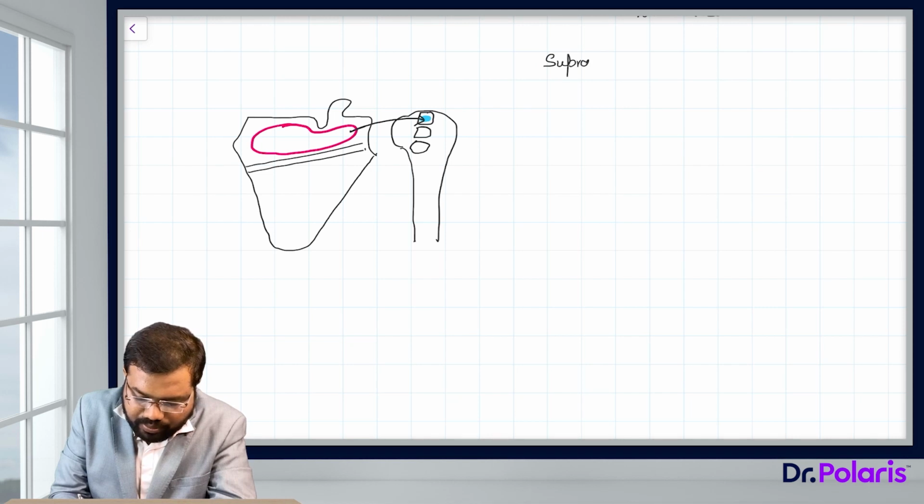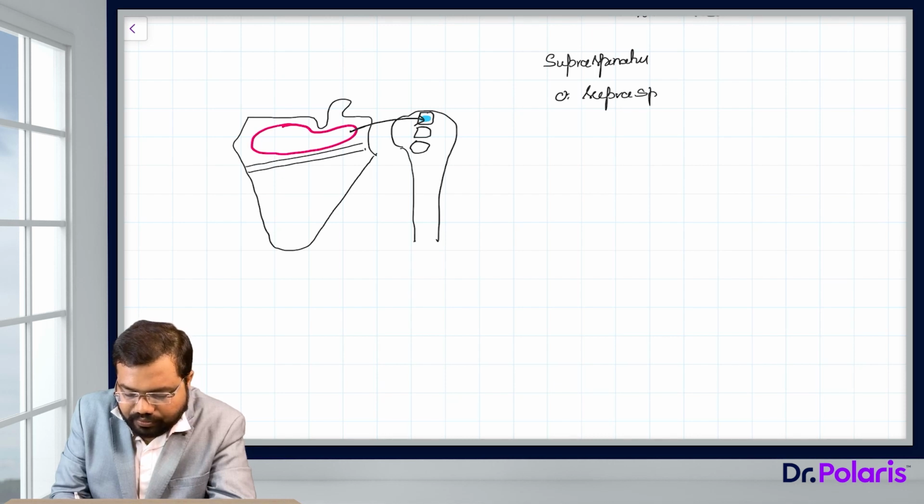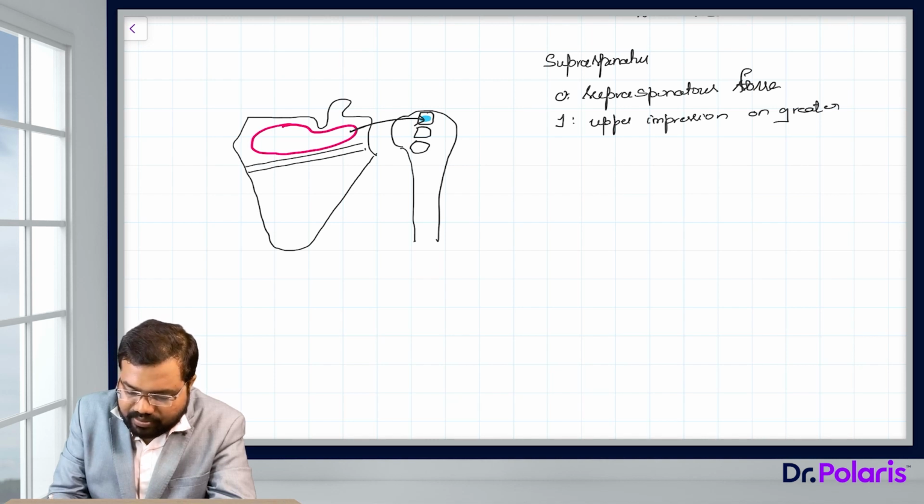So supraspinatus: origin is the supraspinatus fossa. And from there, the insertion is towards the upper impression on the greater tubercle. There are three impressions, as we said. So the upper impression on the greater tubercle will be the insertion for the supraspinatus muscle.